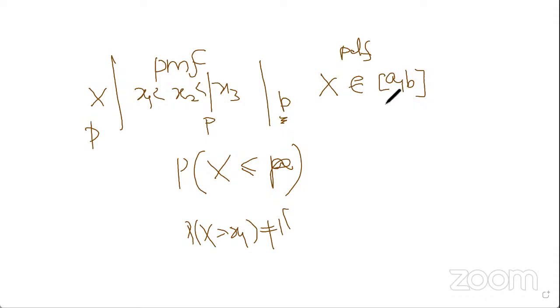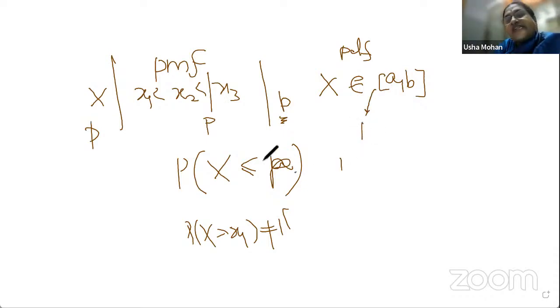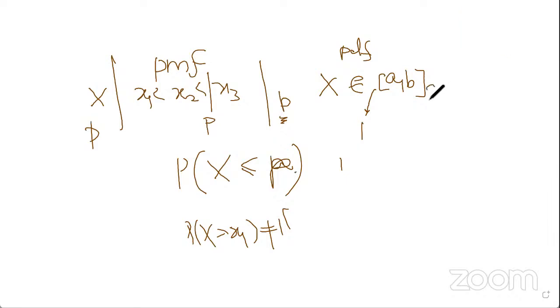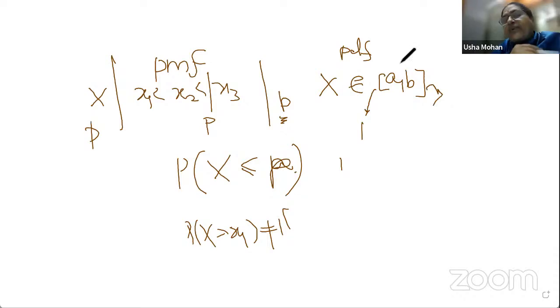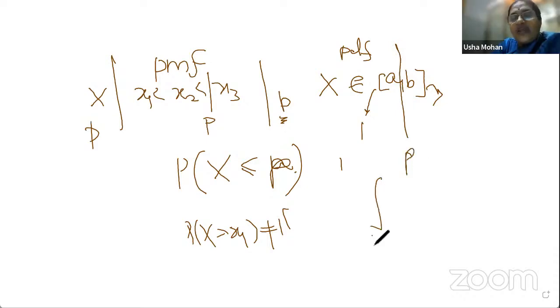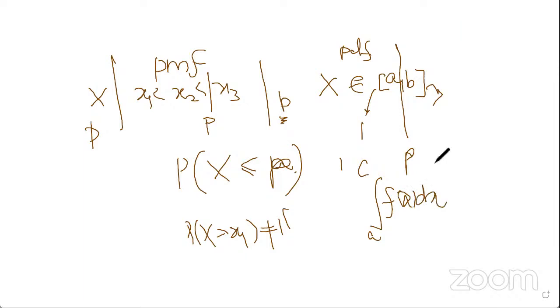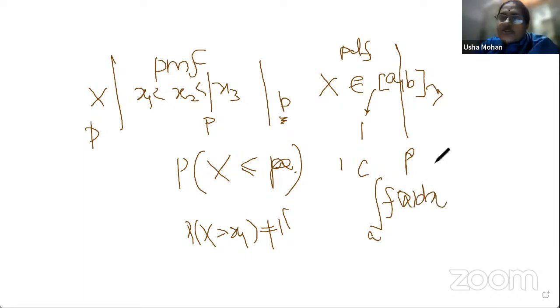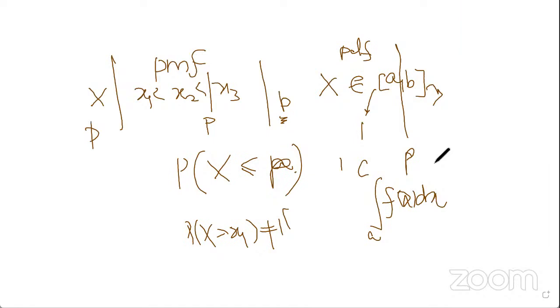Similarly, if p is outside the interval here, less than a, what would be the probability x is less than or equal to p? It is 0. If p is greater than b, then the probability x is less than or equal to p is 1. If p is here, it would be the integral from a to p of f(x) dx. Is it clear? This is the notion of the cumulative distribution function.